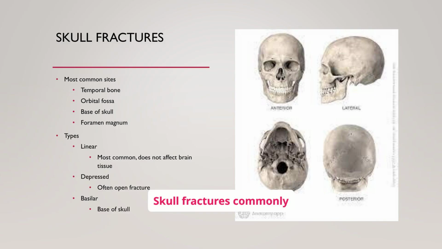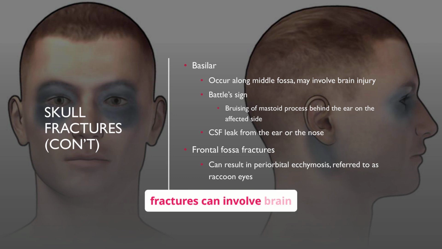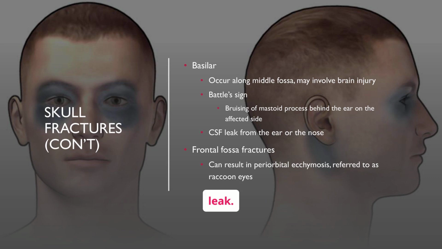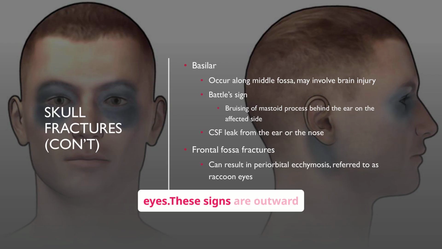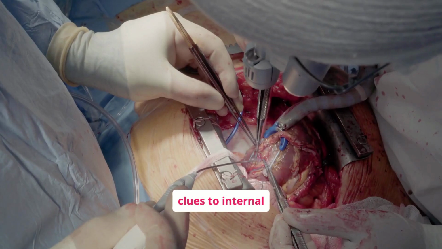Skull fractures commonly occur at the temporal bone, orbital fossa, base of skull, and foramen magnum. Types include linear, depressed, and basilar fractures. Linear fractures are most common and typically don't affect brain tissue. Basilar skull fractures can involve brain injury and may present with Battle's sign or CSF leak. Frontal fossa fractures can result in periorbital ecchymosis or raccoon eyes. These signs are outward clues to internal damage.